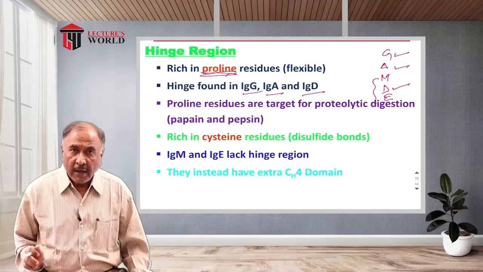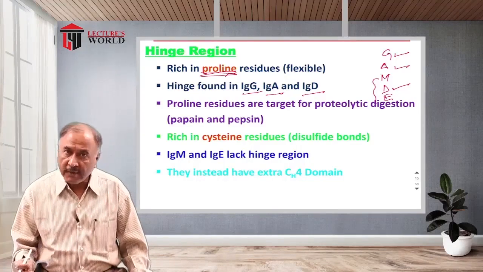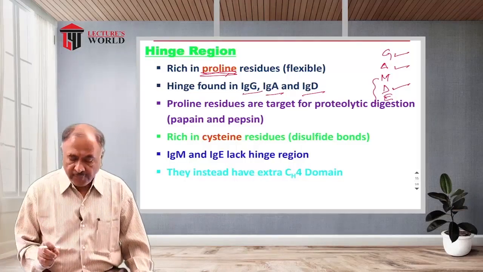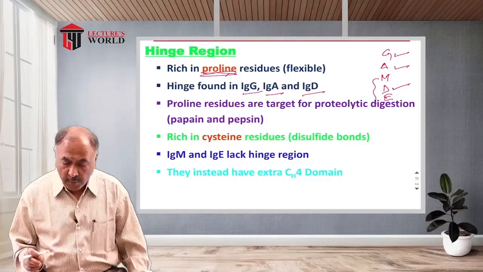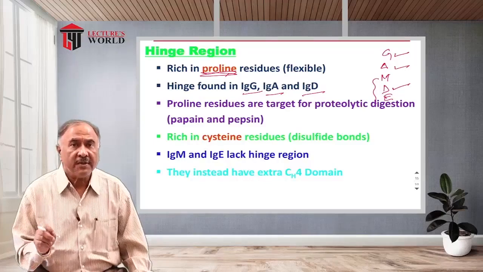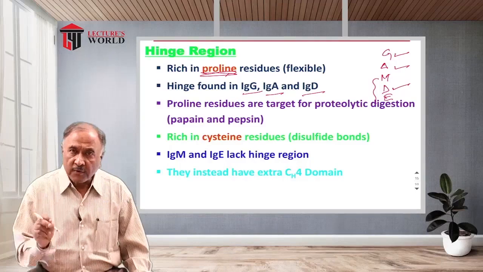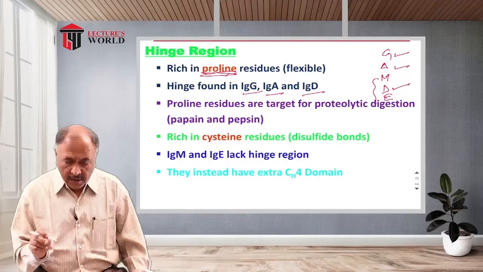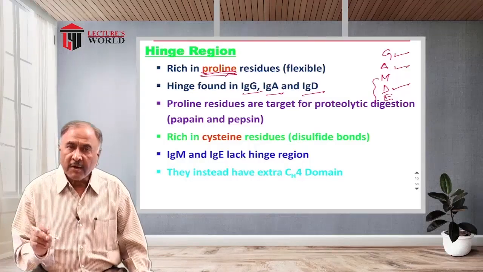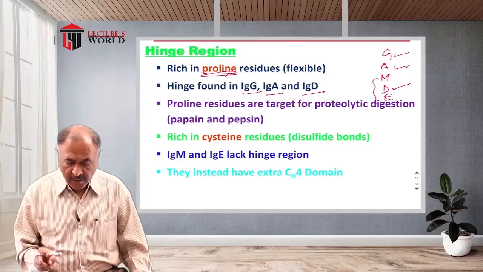Okay. And why am I telling you this? Because it will have implications in the coming slides. Because these proline rich hinge regions are the target for proteolytic digestion. Proteolytic digestion means digestion with certain enzymes which will digest proteins. Which are those enzymes, we will study later. They are papain and pepsin. Okay. They are also rich in cysteine residues, that is, disulfide bonds.